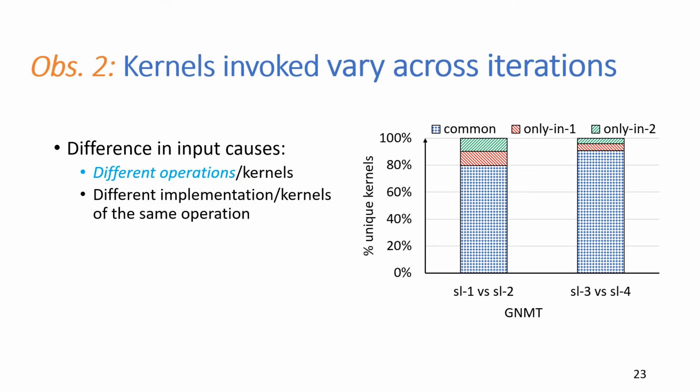Second, we observe that the type of kernels invoked across iterations with different sequence lengths can also differ. The plot here shows the percentage of unique kernels that are common and that differ between two iterations of GNMT. The first bar, for example, shows that there can be up to 20% of the kernels which are unique to either of the iterations. This happens as the network can invoke different operations depending on the input size, and it can also invoke the same operation but optimized for different input sizes.